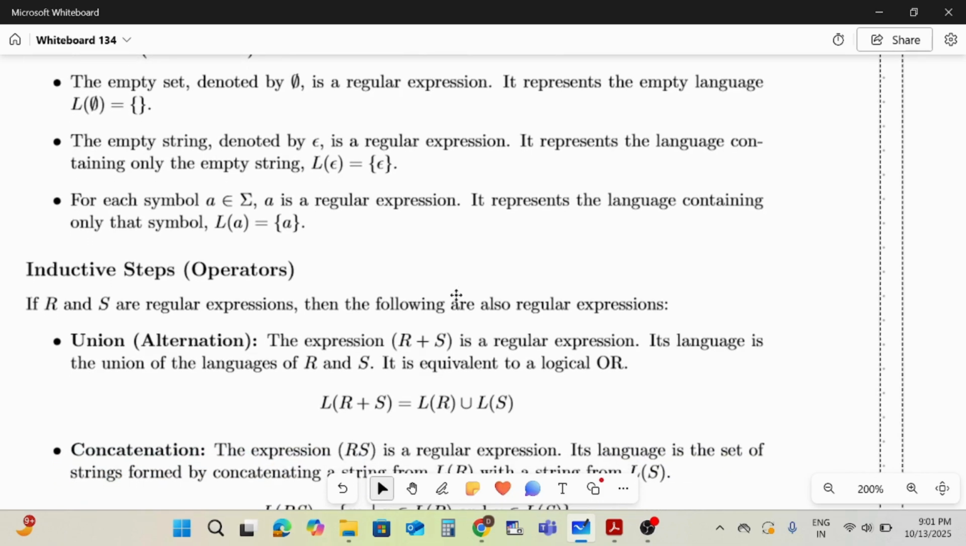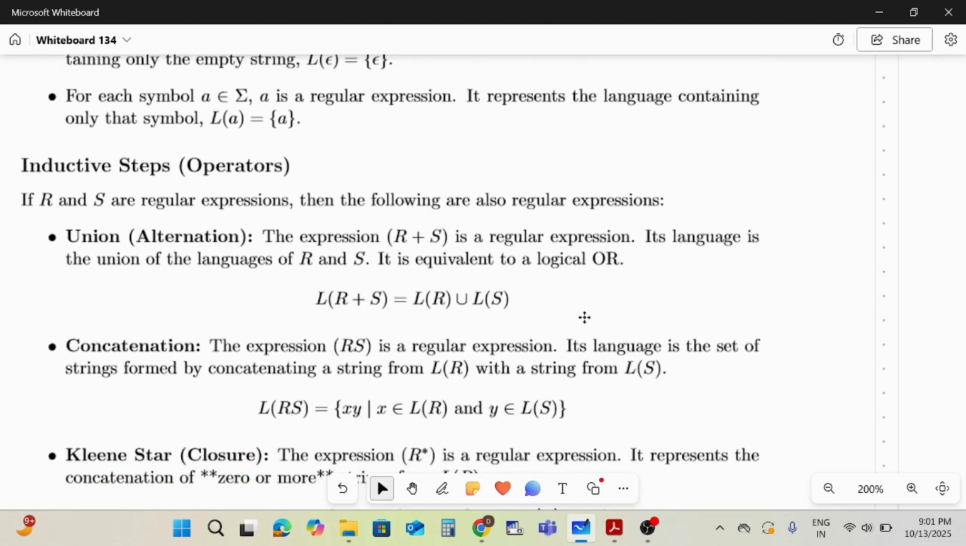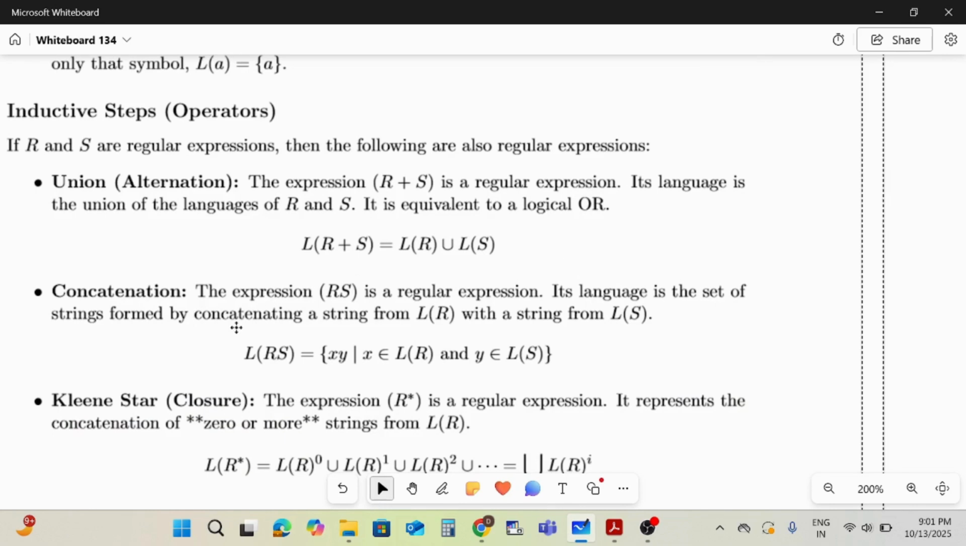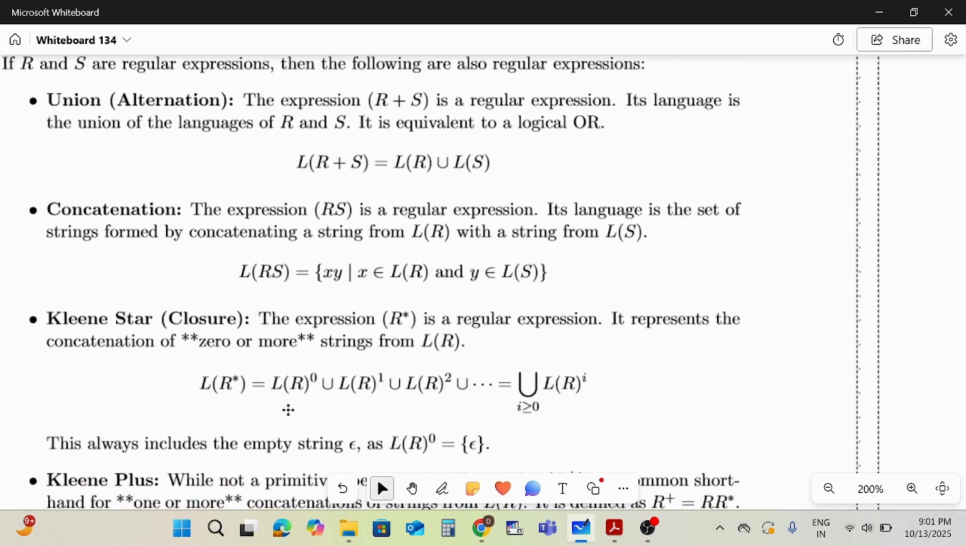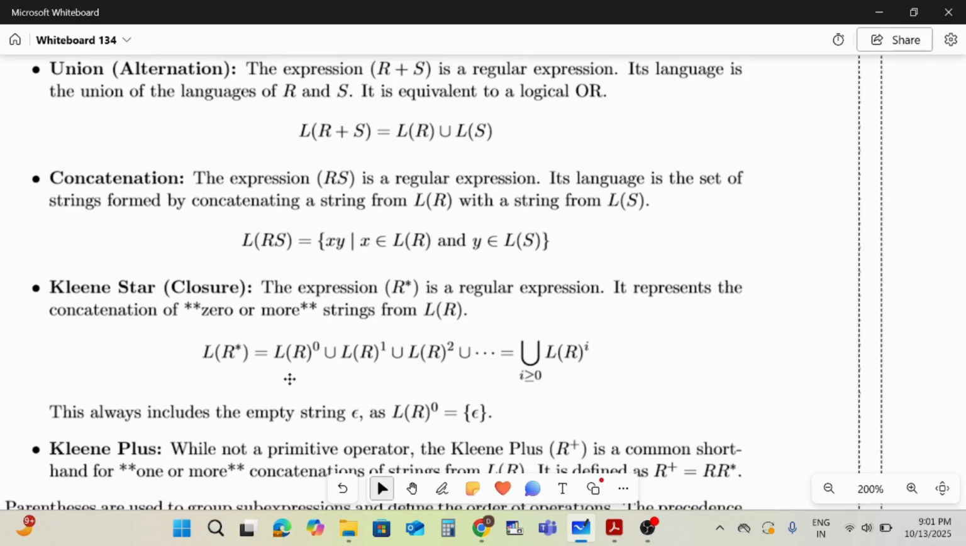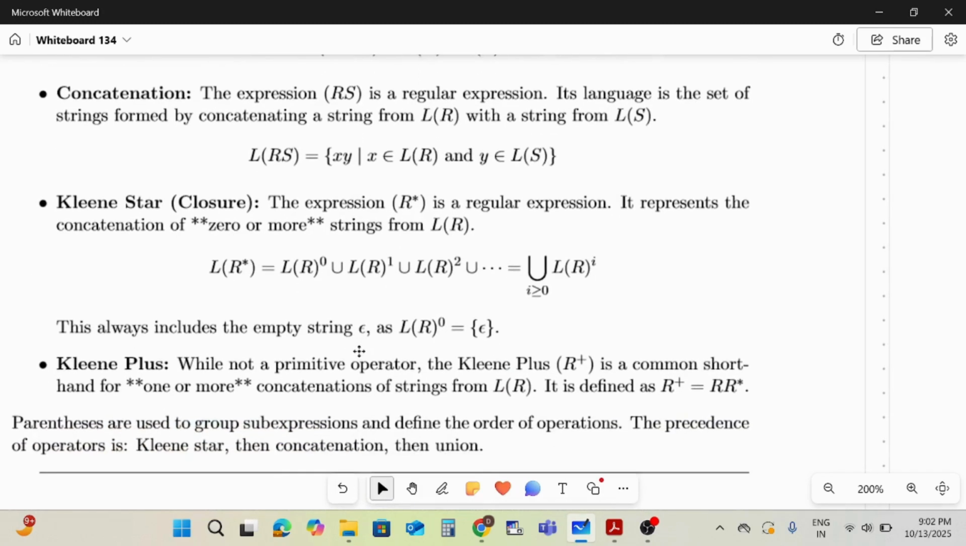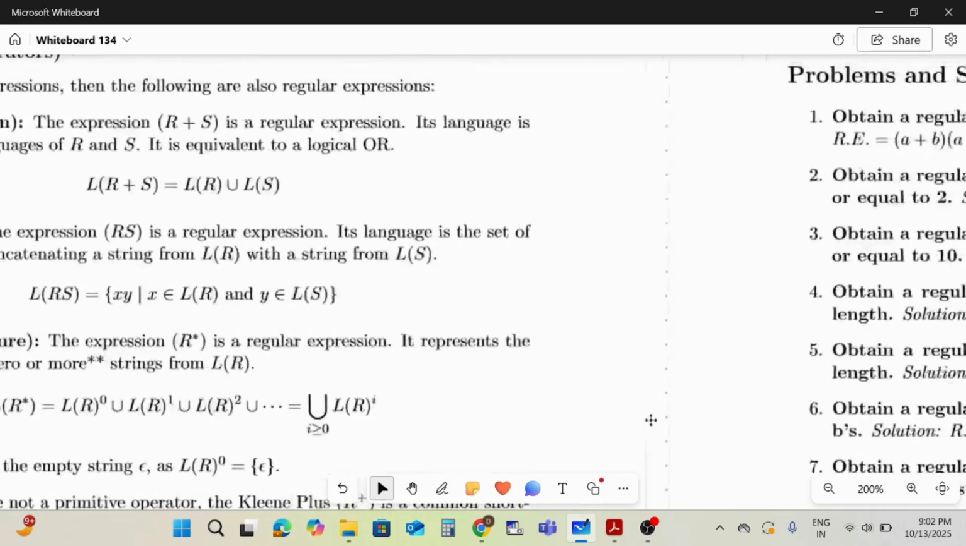So, inductive steps here. If R and S are regular expressions, then the following are also regular expressions. The union, the expression R plus S, is a regular expression; its language is the union of the languages of R and S. It is equivalent to logical OR. Similarly, the concatenation satisfies the closure properties. The concatenation of two regular languages is also regular. Similarly, if you apply the Kleene star on a regular language, the result will be a regular language only. So all of these are closure properties.